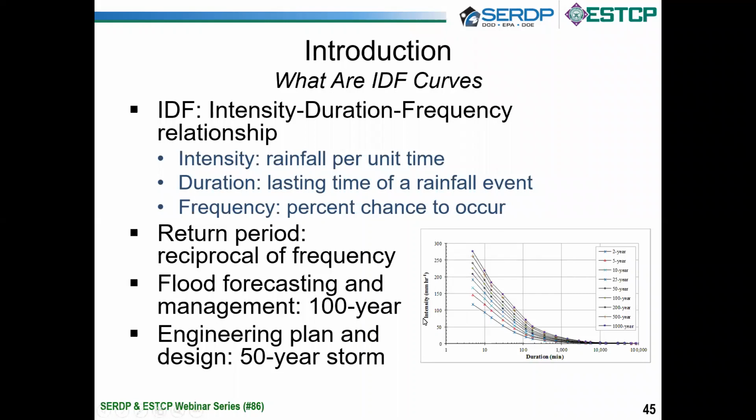For example, this graph shows an example of an IDF curve. The x-axis is the duration. The y-axis is the intensity. Then this is labeled for different return periods, like 2-year, 5-year. Probably you are familiar with these terminologies because we can hear them from weather forecasting or from some consulting engineers. They mention, oh, this structure is designed for a 50-year storm or 10-year storm, something like that.